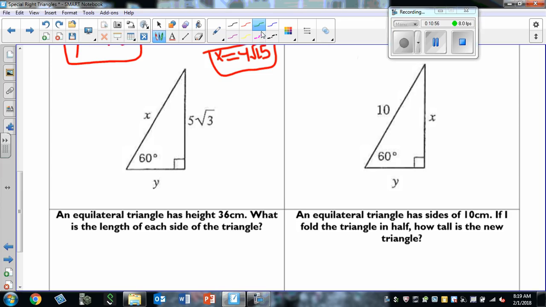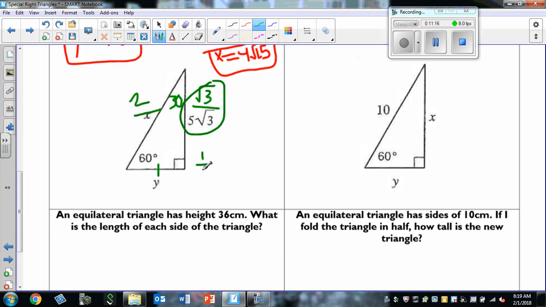Okay, this next one, here's my 30. Again, always write your 30 in. 30 is across from 1. 30 times 2 is 60. This side gets a root 3. This is the side that I am going to use twice. I'm going to actually show you this one.